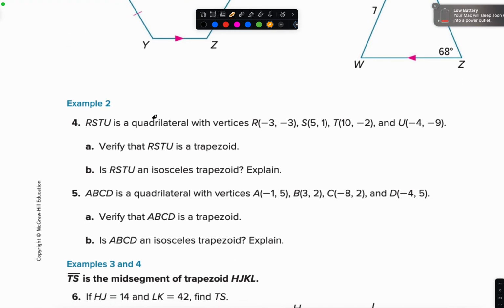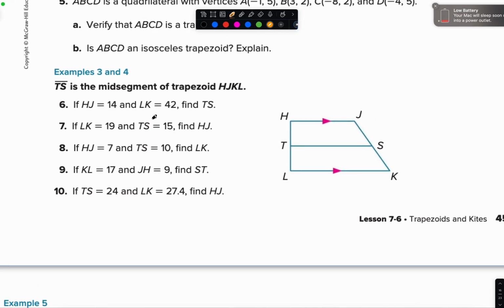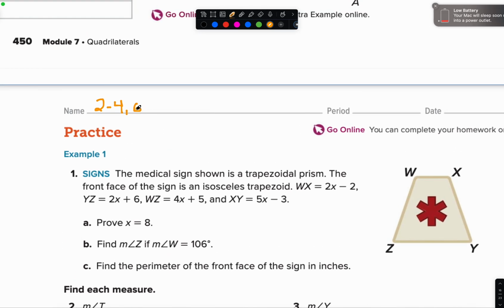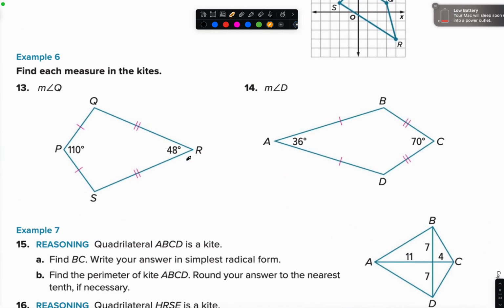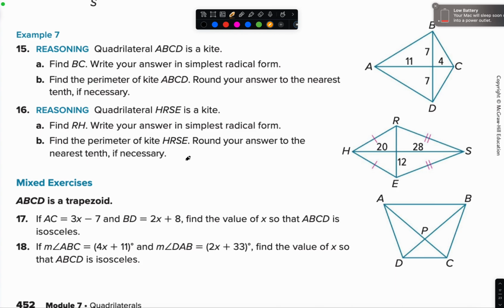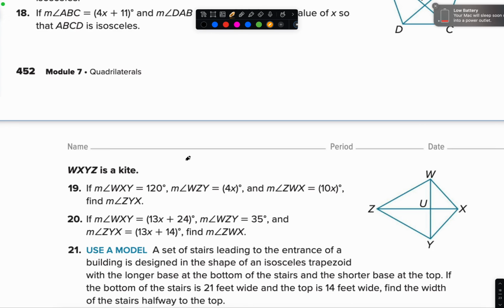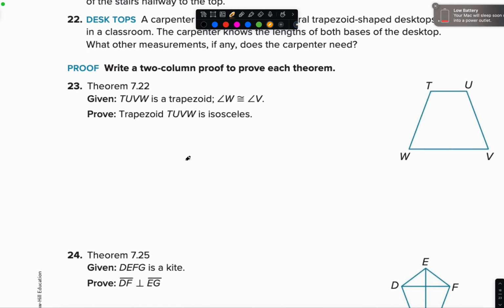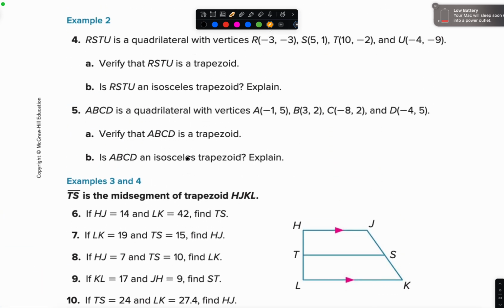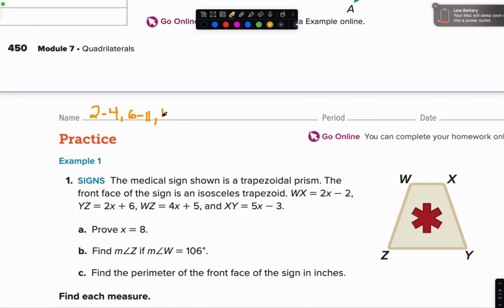On the practice, I know that we did 2 through 4 yesterday for homework. Maybe first period, you don't know that yet. 2 through 4, and then 6 through 11, I think is what I told you to do. Do all of those, but I'm going to add to that the kite problems. Let's do 13 through 15 and 18 and 20. Sorry, 18, 20. Okay.